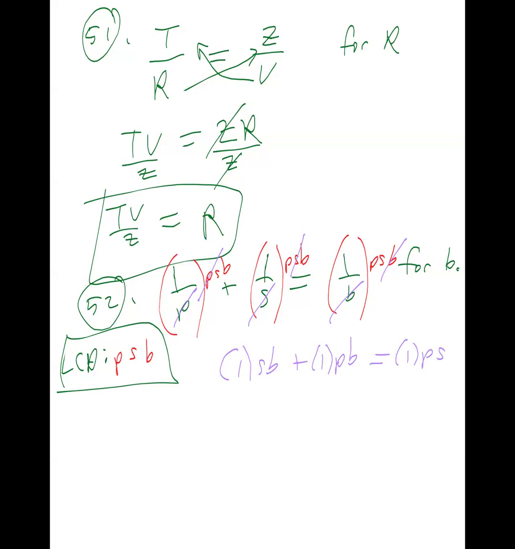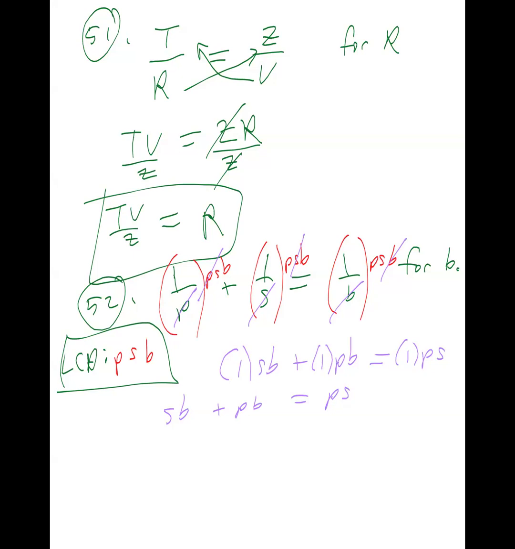Well, first, multiply through by the 1. So 1 times SB is just S. Oh, that's spring break, actually. It'll be spring break in like 150 days, maybe. I don't even know how many. Spring break plus PB equals PS.